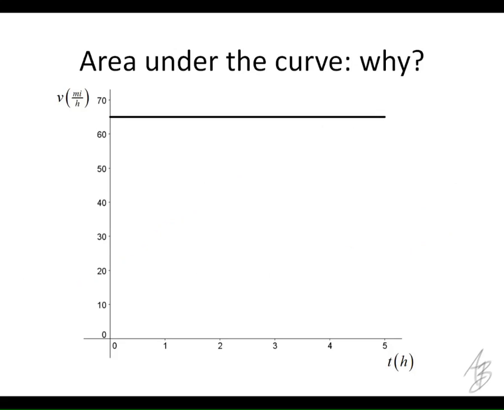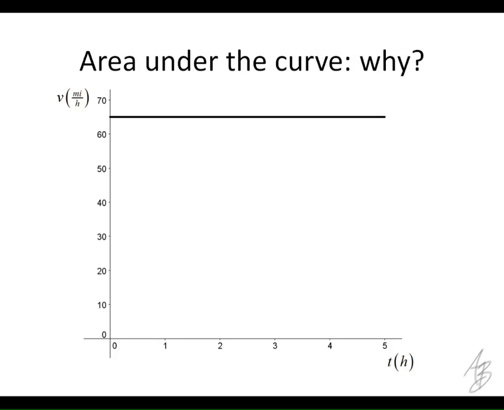So we're going to talk about how we're going to solve this. Let's talk first about why we would want to solve something like this. Let's say I give you a graph here. Along the vertical axis, we have velocity measured in miles per hour. Along the horizontal axis, we have time measured in hours. And we'll just say this is the velocity function of a car driving over a period from 0 to 5 hours. What could you tell me about this car?